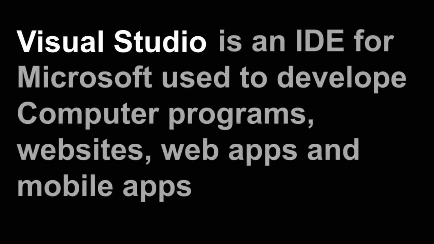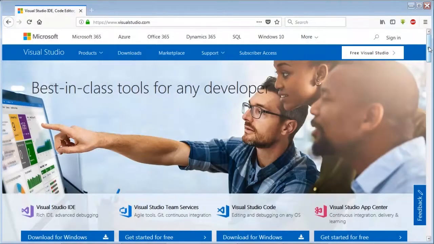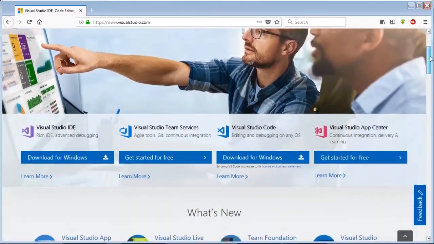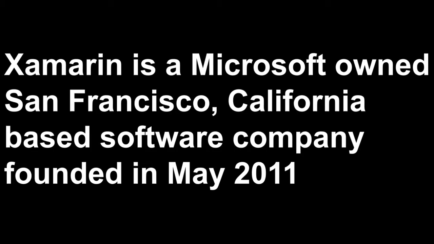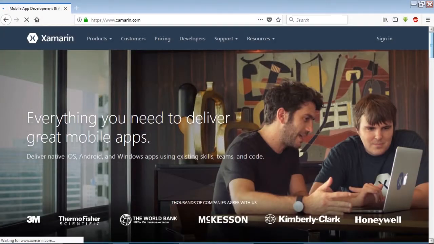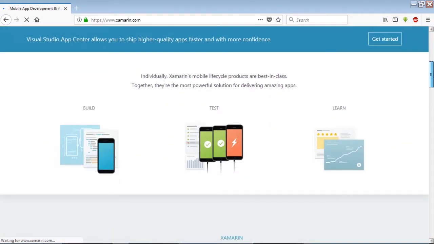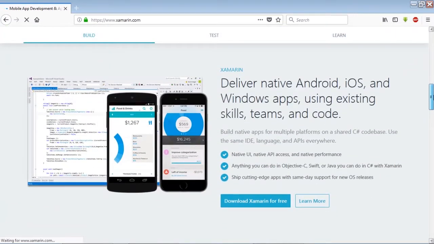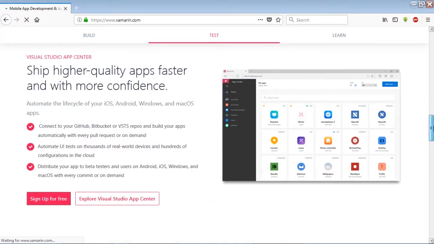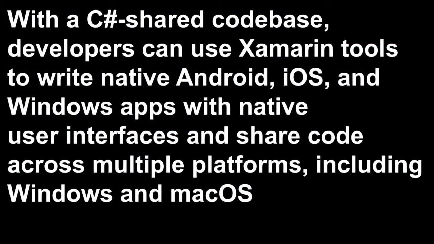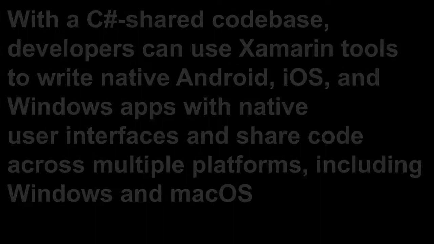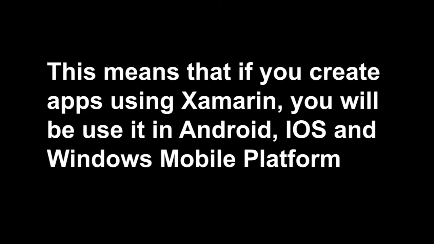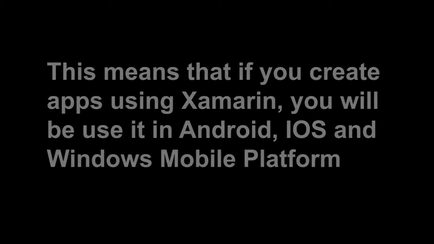Microsoft Visual Studio is an IDE from Microsoft. It is used to develop computer programs as well as websites, web apps, web services and mobile apps. Xamarin is a Microsoft-owned San Francisco, California-based software company founded in May 2011. With C# shared code base, developers can use Xamarin tools to write native Android, iOS and Windows apps with their native user interfaces and share code across multiple platforms, including Windows and macOS. This means that if you create apps using Xamarin, you'll be able to use it in Android, iOS and even the Windows platform. And building iOS apps in Windows was impossible until Xamarin came up.